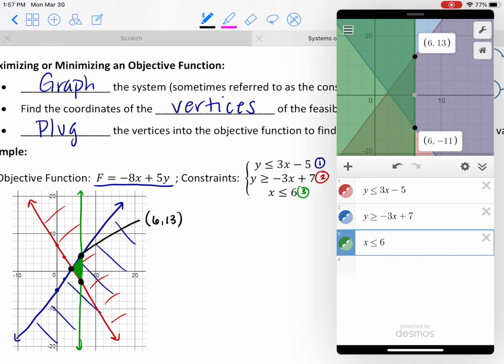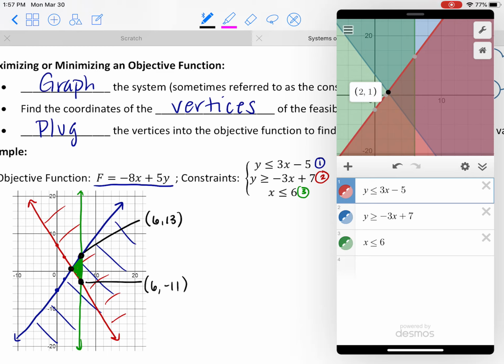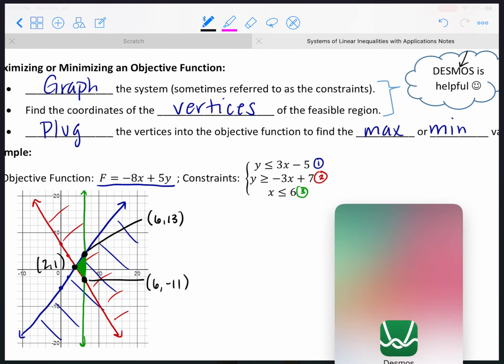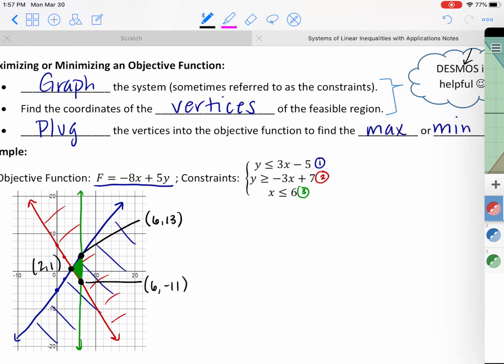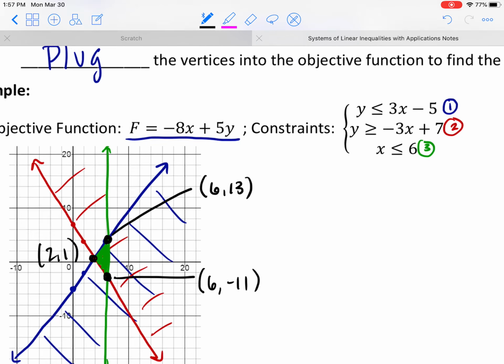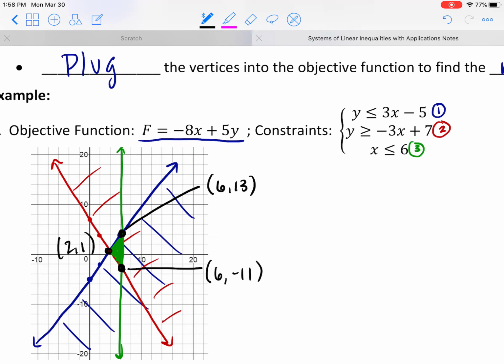This point, okay, it's going to be at 6 and 13. And then we have one here at 6 and -11, which makes sense. They're both in that vertical line where x is equal to 6. And then the last one over here is at 2 and 1. Okay, so those 3 now, the whole triangle, go away calculator. Okay, so the whole triangle represents our solution region.